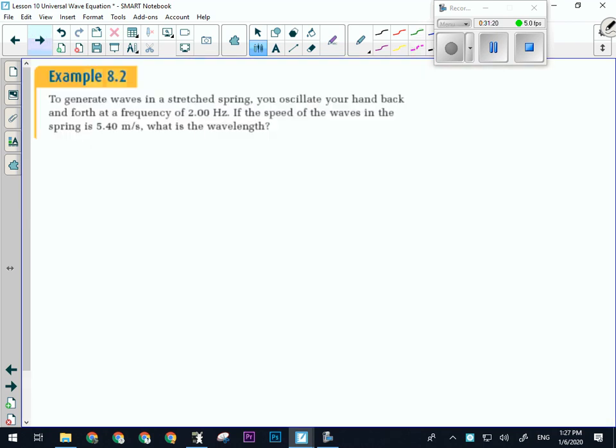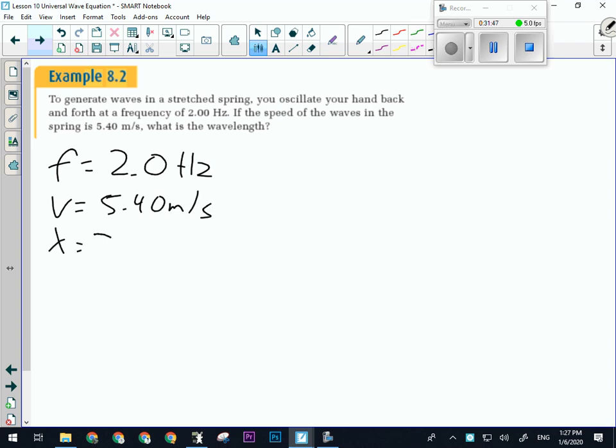Okay, so I'll go over a couple here. Let's look at this one. I want to generate waves in a stretched spring, so I oscillate my hand back and forth at a frequency of 2 hertz. So what did they just give me there? Frequency. The frequency is 2.0 hertz. The speed of the waves is 5.4 meters per second. What's the wavelength? So we're looking for lambda.